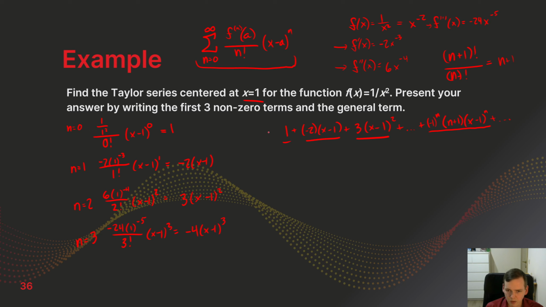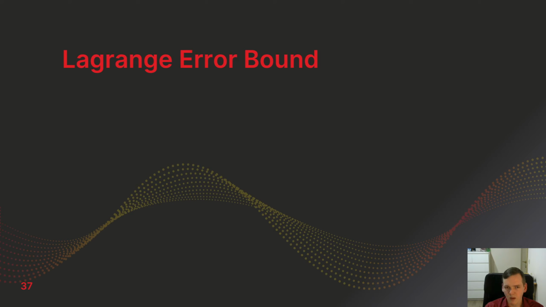But this right here is our general term, and then we have our first three non-zero terms. So this right here is going to be equal to 1 over x squared. So if you graph 1 over x squared and you graph this expression with the infinite terms, they will be exactly equal. We'll jump into the Lagrange error bound in the next video just so we have some more time, but I want to kind of preview that here.